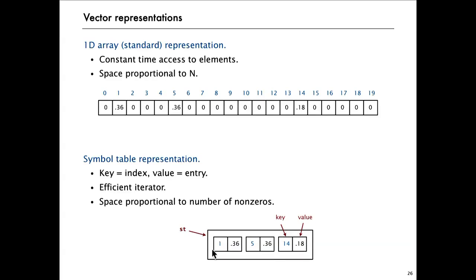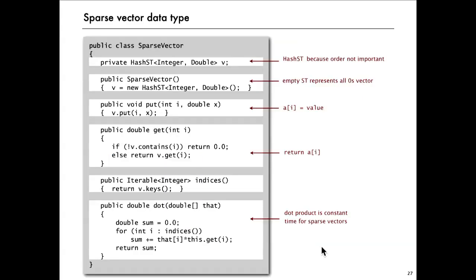So this has the same amount of information. It says that index 1 has 0.36, index 5 also has 0.36, index 14 has 0.18, and so forth. But the space is proportional, instead of to n, just to the number of non-zero entries, which again in typical applications may be way, way less. And so now we know we have a symbol table implementation that has an efficient iterator, and also access is not bad. It's just that we're able to do it with way less space.